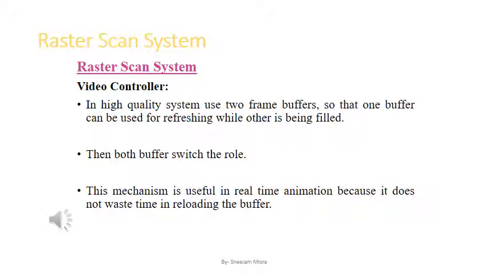In high quality systems, two frame buffers are used so that one buffer can be used for refreshing while the other is being filled. Then both buffers switch roles. This mechanism is useful in real-time animation because it does not waste time reloading the buffers.